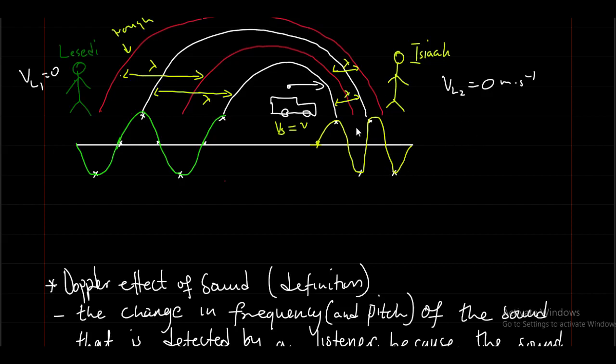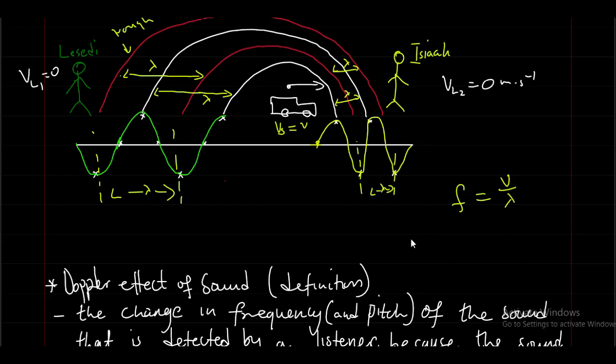So now they don't observe the same wavelength of the wave. But how will they observe the difference? They will observe the difference by the frequency of sound. Remember that the frequency is related to wavelength, meaning that Isaiah will observe a higher frequency, and Lesedi will observe a lower frequency.